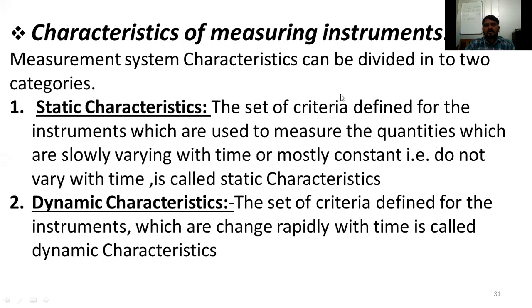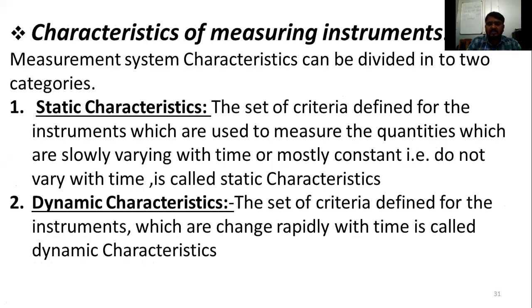The next point is very important. If offline exams come, this question may come and they may ask for some definitions. It is about the characteristics of measuring instruments. The measurement system characteristics are mainly divided into two types: static characteristics and dynamic characteristics.